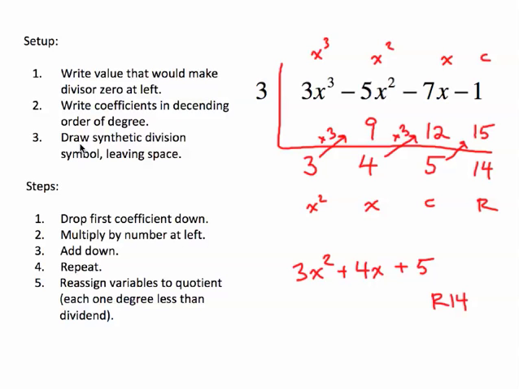Then you draw the synthetic division symbol, and you leave a little bit of space here for a row. Then you drop the first coefficient down, dropping down the 3, multiply by the number at the left, the 3, and write that number down here. Then you add down, adding the coefficient negative 5 to 9, you get 4. And then you repeat. At the end, you reassign the variables to the quotient, and each one should be 1 degree less than the dividend above. And that's synthetic division.